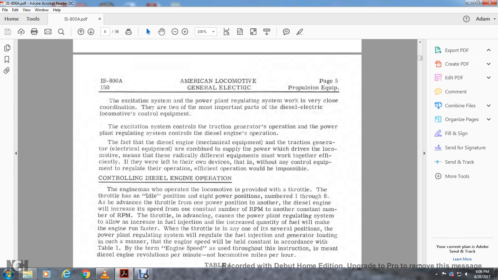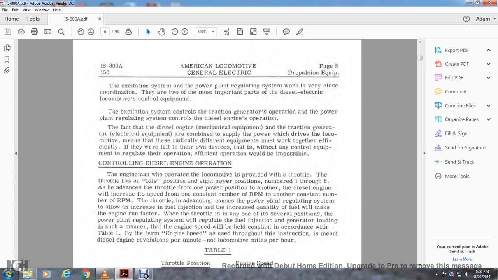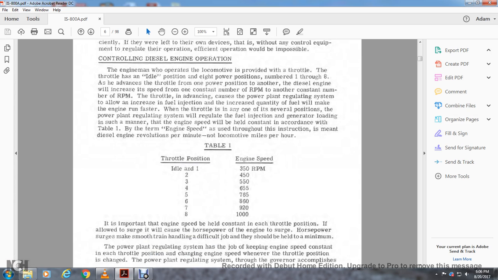The term engine speed, used throughout the instruction, refers to the diesel engine's revolutions per minute, not the locomotive's miles per hour. Throttle position idle has 350 RPM, 1 has 350 RPM, 2 has 450 RPM, 3 has 550 RPM, 4 has 655 RPM, 5 has 765 RPM, 6 has 860 RPM, 7 has 920 RPM, and 8 has an engine speed of 1,000 RPM.